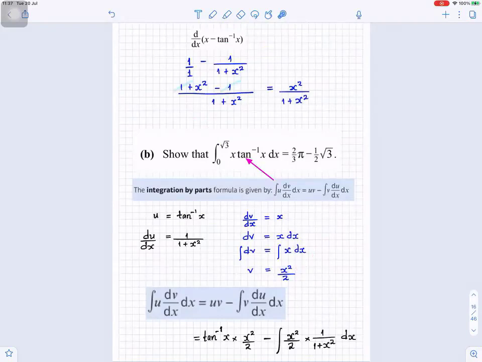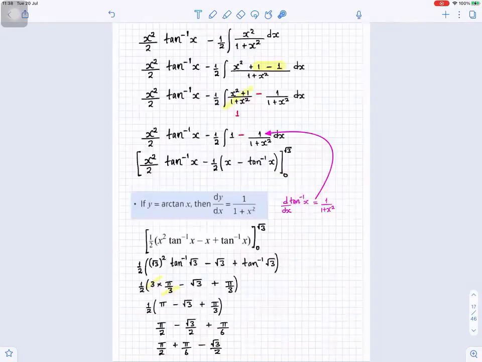Now put it together in the integration by parts formula. We have inverse tan x times x squared over 2 minus the integral of x squared over 2 times 1 over 1 plus x squared. So now we take the half out of the bracket. And now to integrate this, we can split it as partial fractions. So we have x squared plus 1 over 1 plus x squared minus 1 over 1 plus x squared.